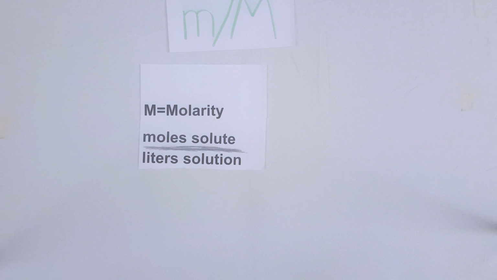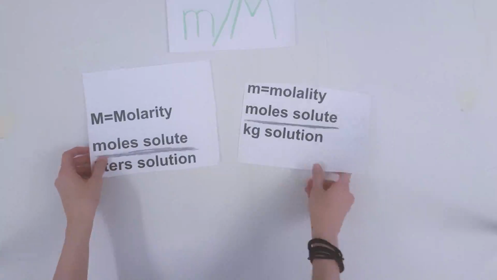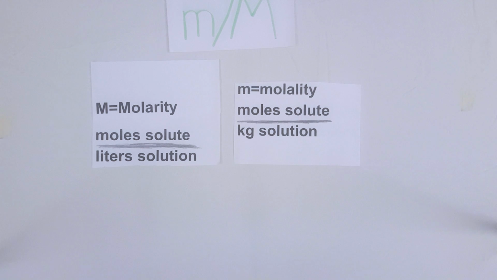Capital M stands for molar mass, or molar concentration, so the amount of moles in a solution. It is the moles of solute divided by the solution in liters. This is molarity, and should not be confused with molality, molality being the lowercase m. Molality is calculated by dividing the moles of solute by the amount of solvent in kilograms.